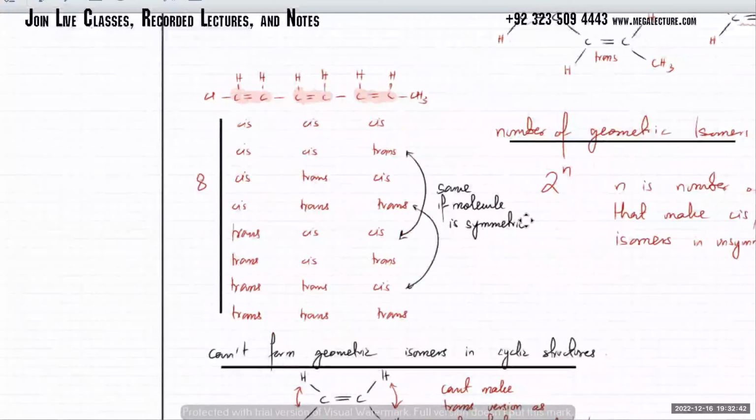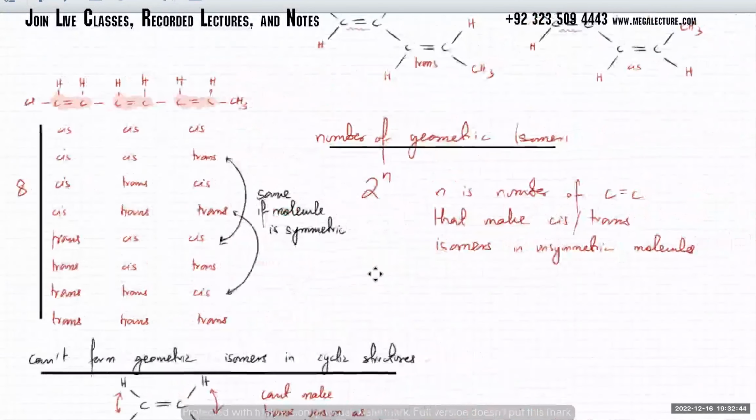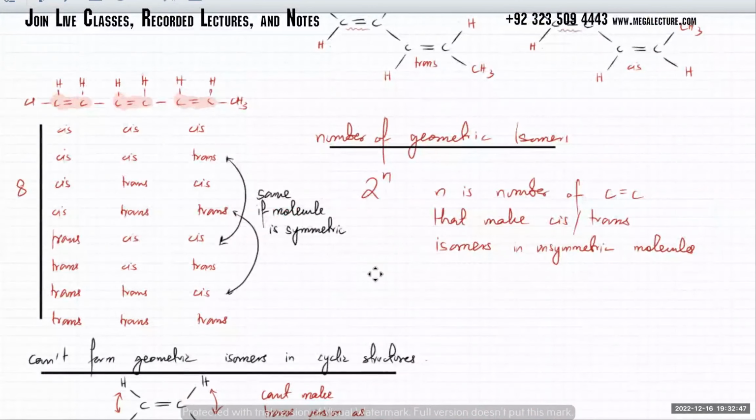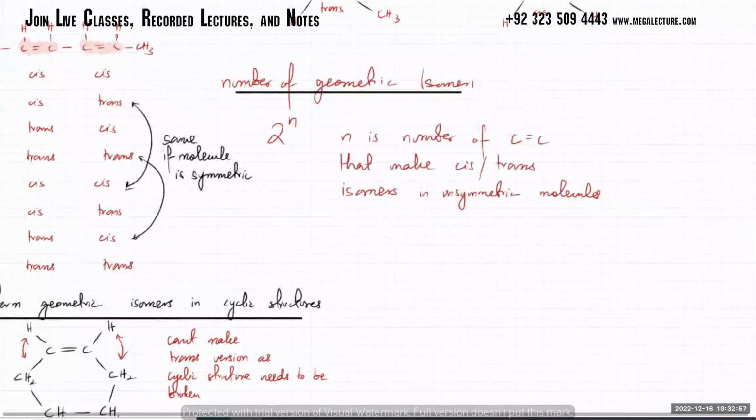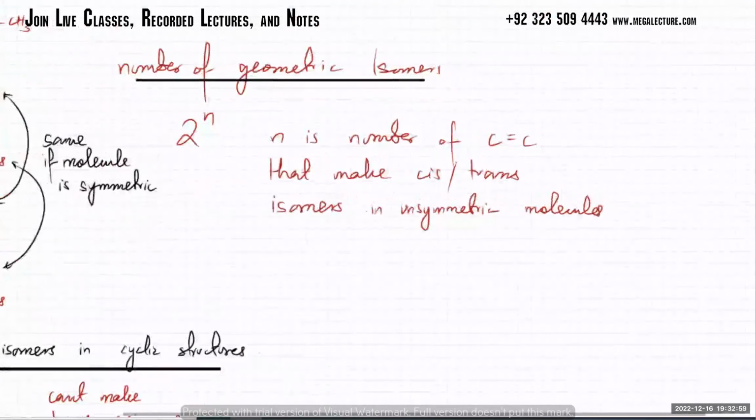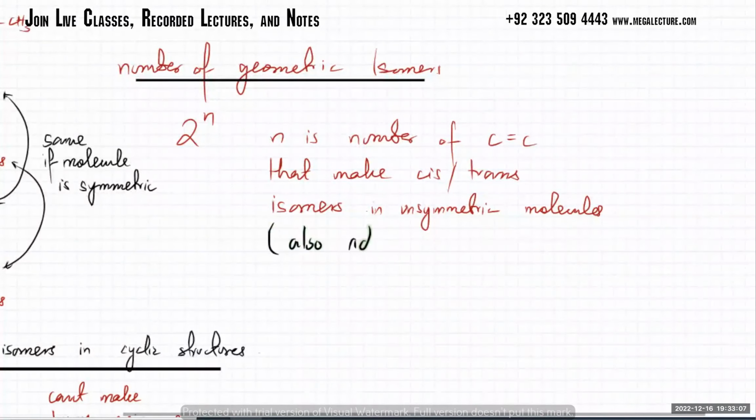Yes. And in that I said that you can also include optical isomers in this 2 to the power n rule. Let's write it down here. So including the double bonds, also add the chiral centers to it.